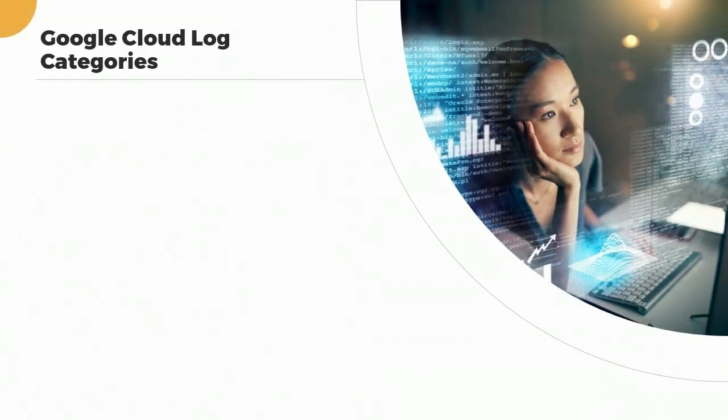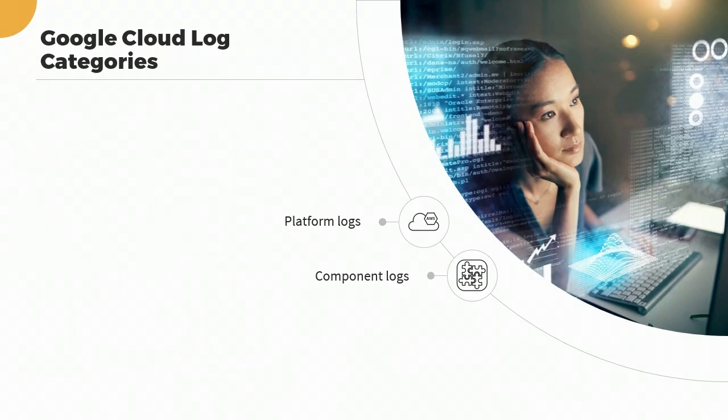Now, here are some Google Cloud log categories as well. We've got things like our platform logs. These are logs written by your Google Cloud services, and they can help you debug and troubleshoot issues, and they can help you better understand the Google Cloud services you're using. We'll also have something known as component logs, and these are similar to platform logs, but they're generated by Google-provided software components that run on our systems.